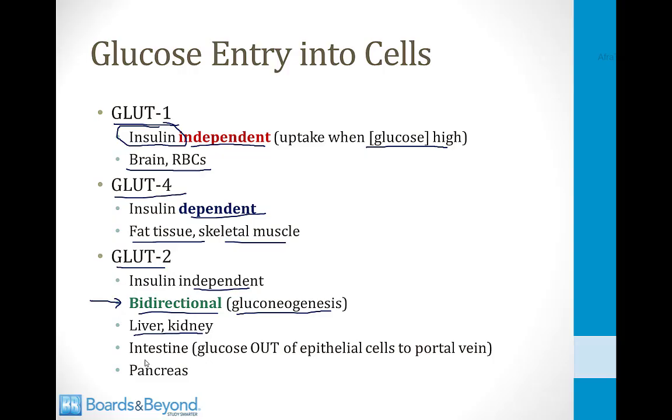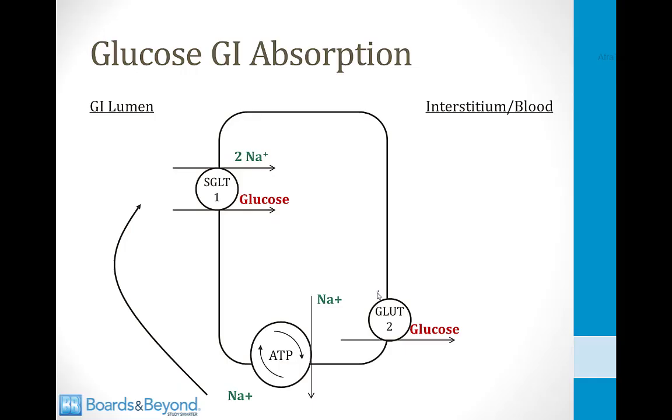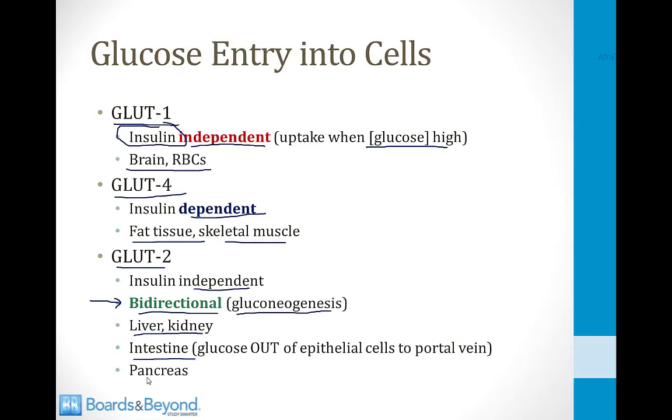You can find the GLUT2 transporter in the intestine. It carries glucose out of epithelial cells to the portal vein. Here's the slide I showed you a minute ago, and here's the GLUT2 transporter right here, letting glucose go out of the cell and into the interstitium or blood. And then finally, you can also find GLUT2 transporters in the pancreas. And that concludes our module on glucose.